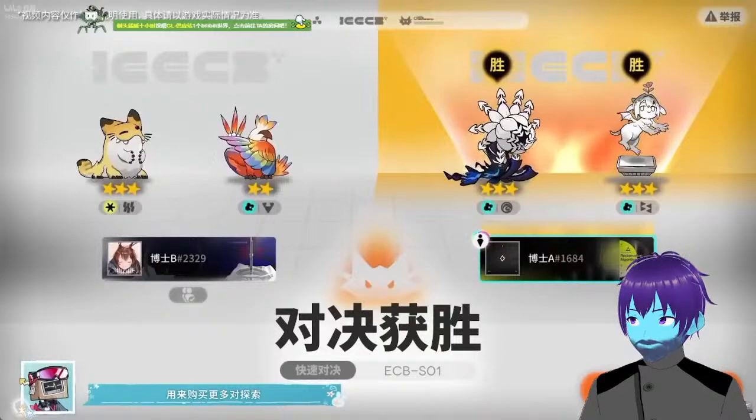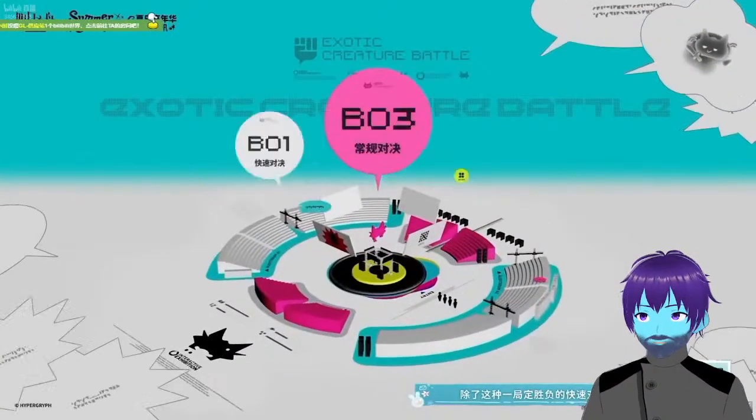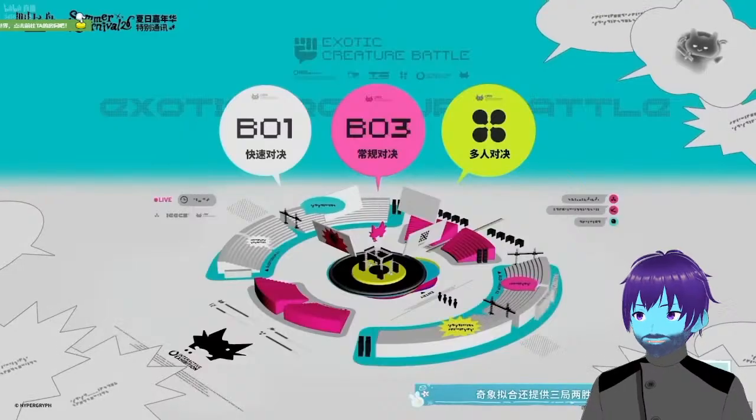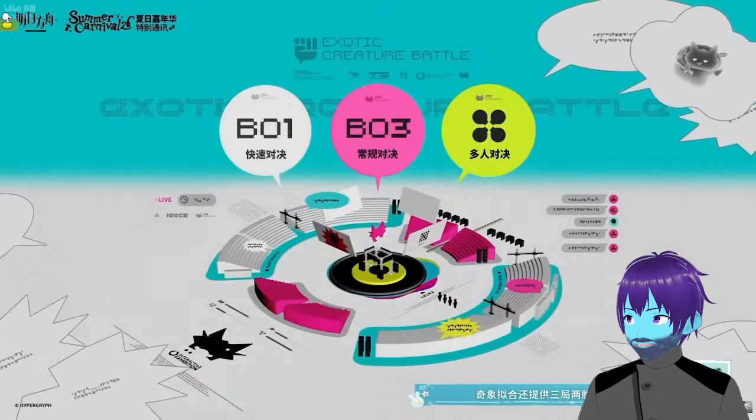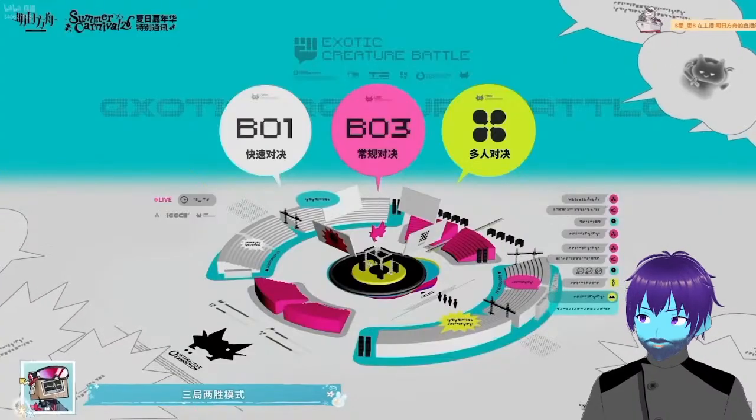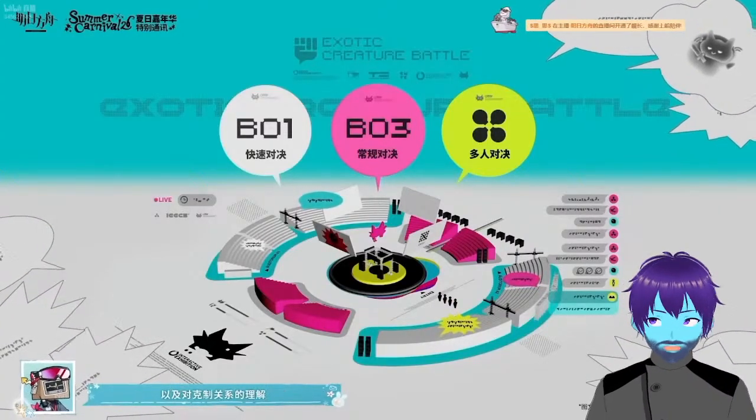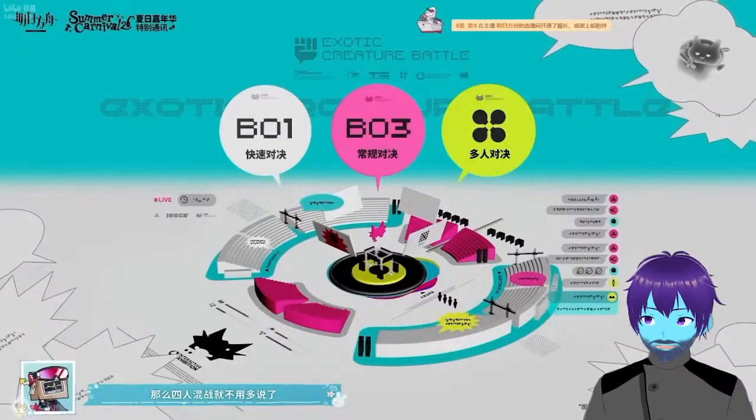除了这种一局定胜负的快速对决模式以外，奇象拟合还提供3局2胜模式，以及4人大乱斗模式。3局2胜模式，它将更加考验大家排兵布阵能力以及对克制关系的理解。那么4人混战就不用多说了，跟好友们直接来一场激烈的大战吧。Welcome any new viewers who might have just joined in. We're doing a reaction toward the end of a stream. So stick around if you want to see me react to stuff, or maybe even suggest some things for me to react to yourself.